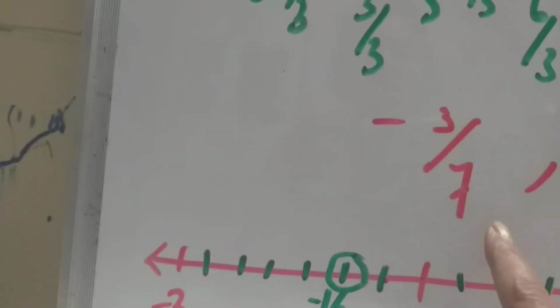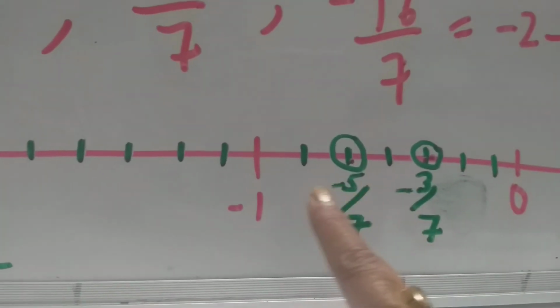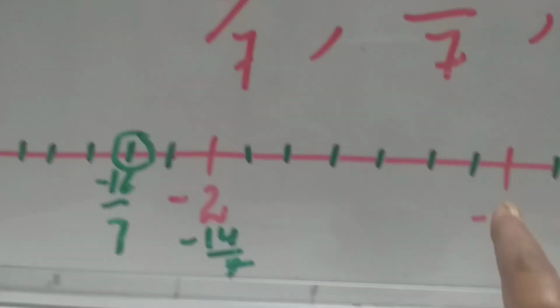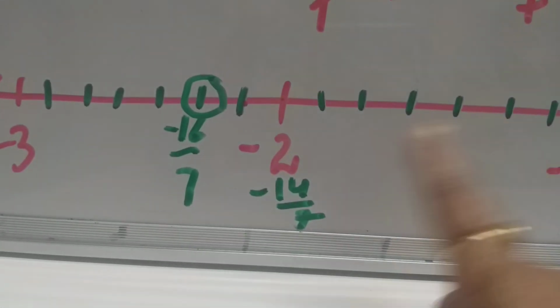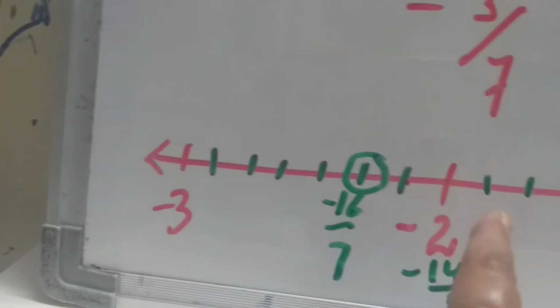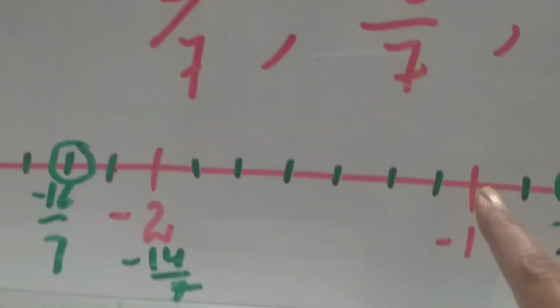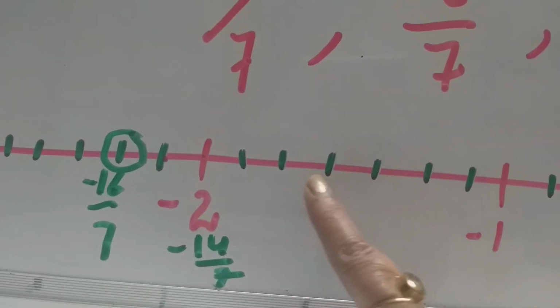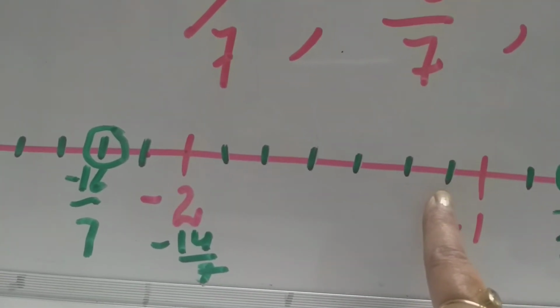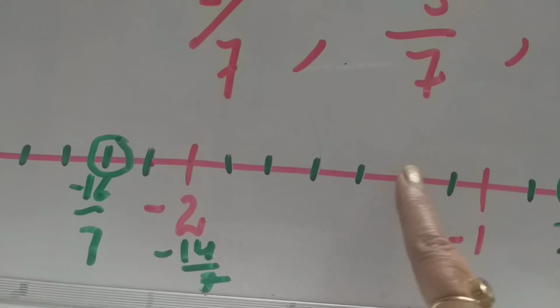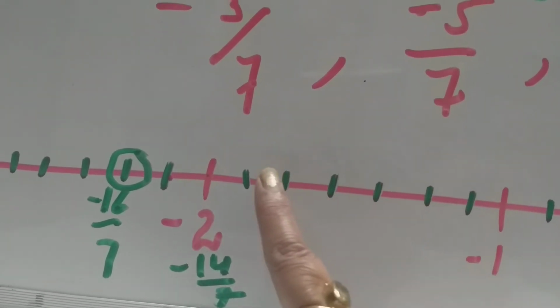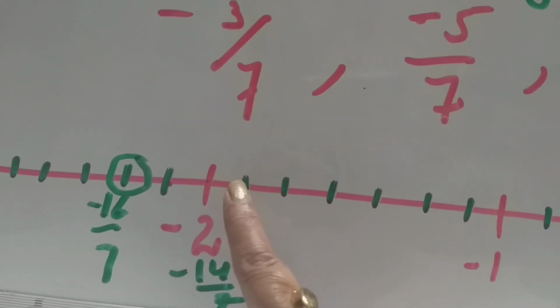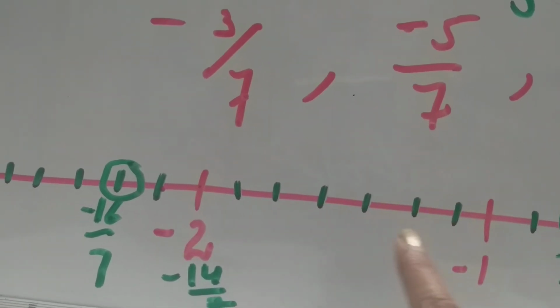Here, because the denominator was 7 and the number was negative, I need to divide 0 and minus 1 into 7 equal parts. Similarly, minus 1 and minus 2 into 7 equal parts. Minus 2 and minus 3 into 7 equal parts. 7 parts means I have to put 6 more points in between. This is the first part, second part, third part, fourth part, fifth part, sixth part, and seventh part. So take care you don't make mistakes.